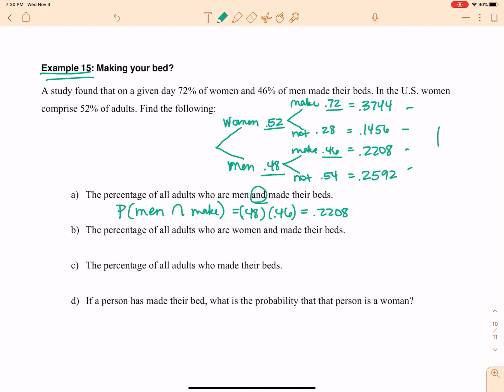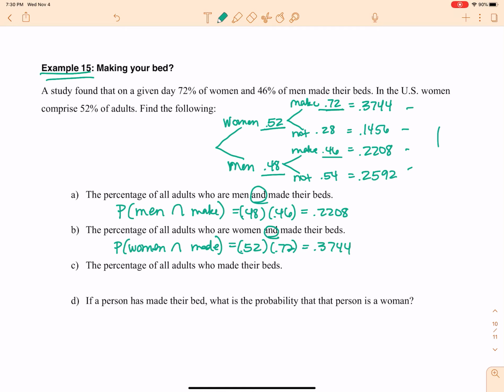And then part B, the percentage of all adults who are women and made their beds. So women and made their beds. Well, women and make their beds, that's 0.52 times 0.72. And that, of course, equals 0.3744. We already found that because we finished out our tree.